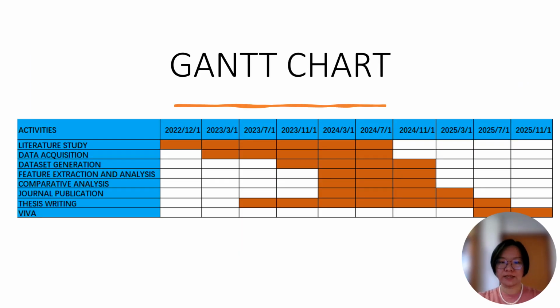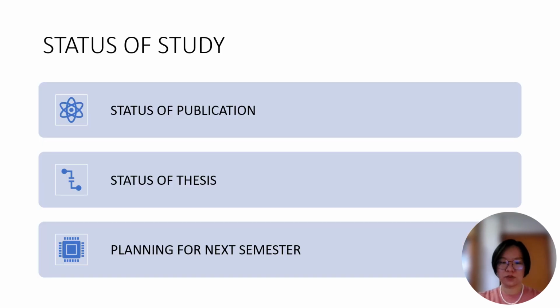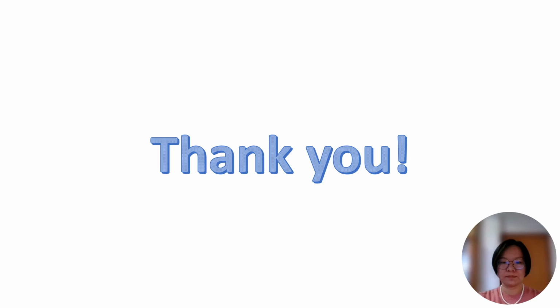And here is the Gantt chart of my PhD. Because I just started my PhD journey, I haven't published any papers yet. So the status of publications and the others is 0. And now I'm going to write the thesis and plan to finish the DRP in the next semester. Thank you.